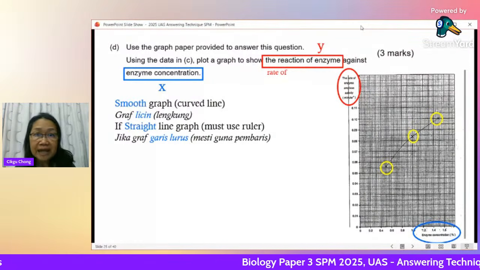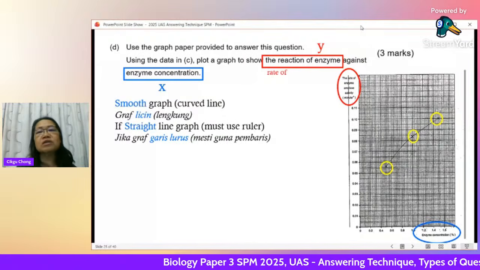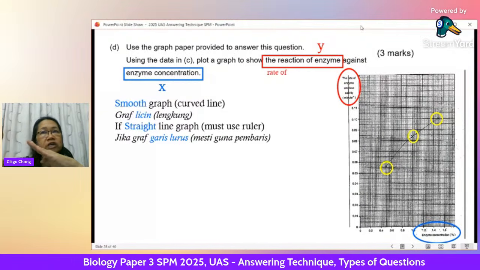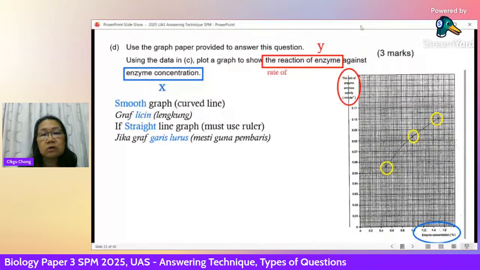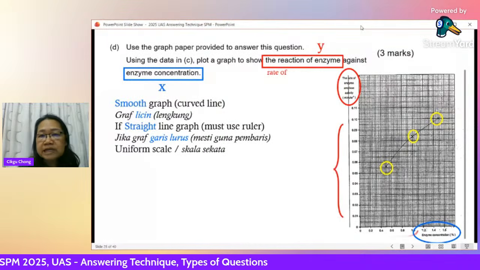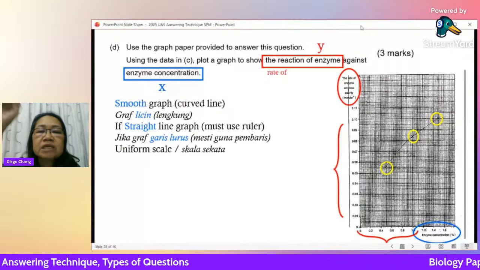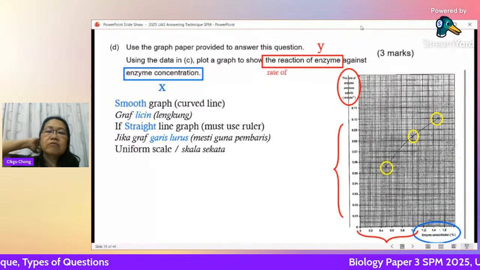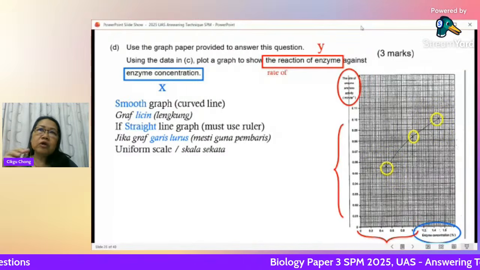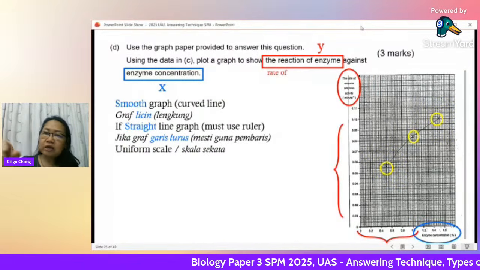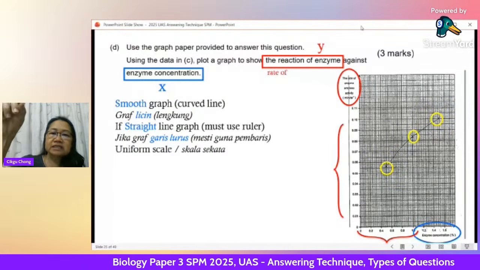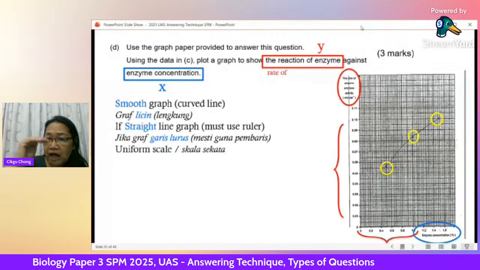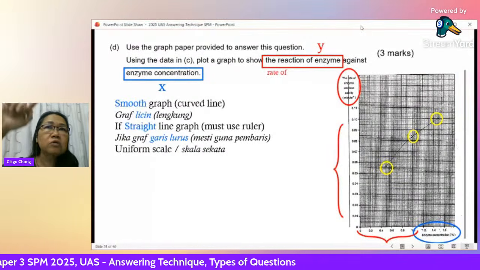If it's a straight line, you must use a ruler, not you may. If it's a straight line, it means all the 3 dots fall into one line, so you must use a ruler. Okay, uniform scale. Make sure you don't skip anything. For example, I don't have a 0.2, so I put 0.3. I don't have a 0.4, so I put 0.6. No, you can't. Whether you have the number or not, you must follow the scale.